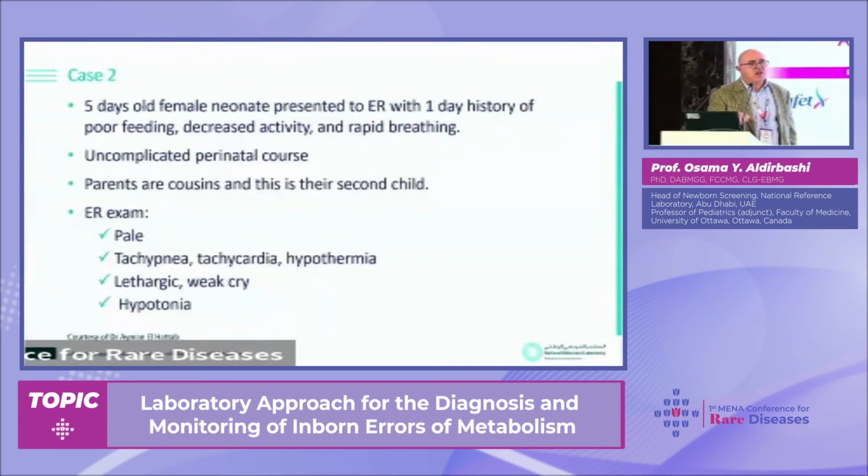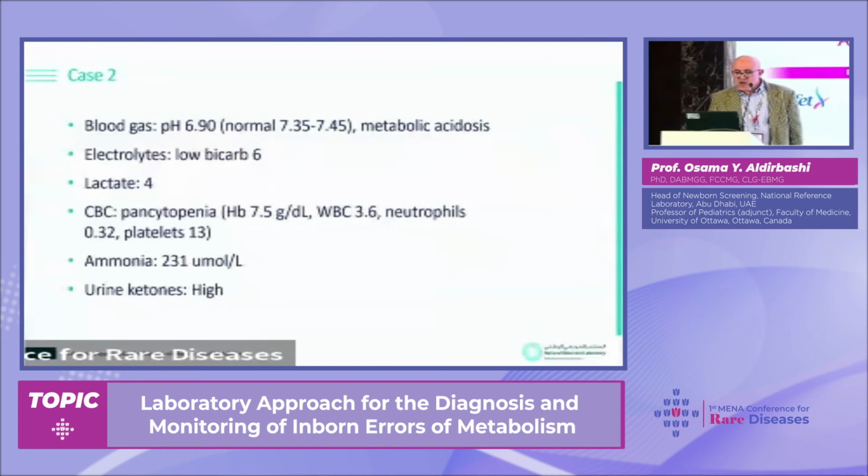The first child was healthy, and this tells you that, yes, it could be metabolic. The patient was pale, again tachypneic, tachycardic, and lethargic with a weak cry and hypotonia. And all of this is still non-specific. However, on testing their blood gases, the baby showed some degree of acidosis with low bicarb and slightly elevated lactate, and pancytopenia with all indices being low.